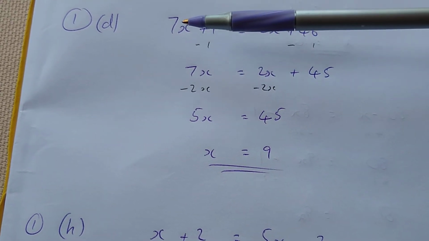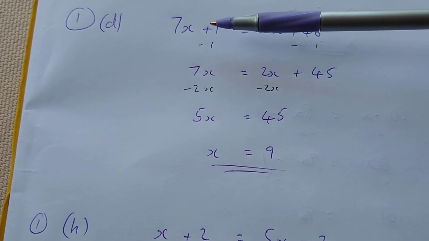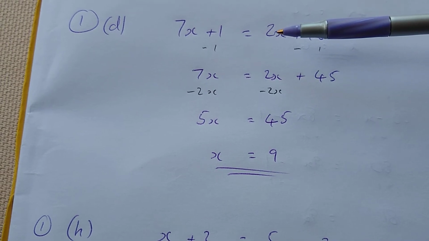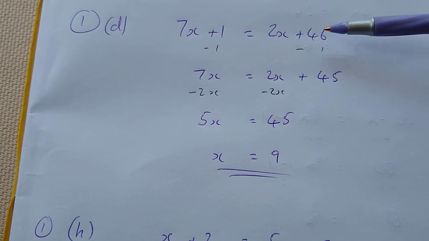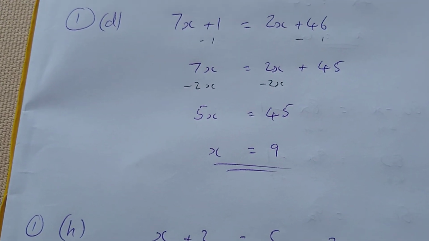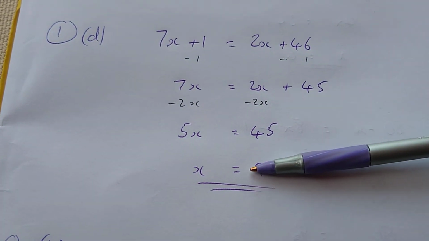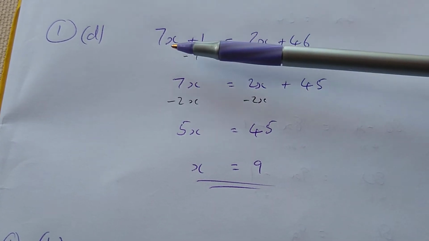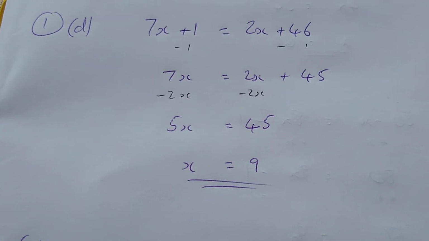So let's just double check that. 7 multiplied by x, 7 multiplied by 9 is 63, plus 1 is 64. 2 multiplied by x, 2 times 9 is 18, plus 46 is also 64. So because they're equal, that means that we have the answer correct. So x equals 9 is the only value that you could substitute into both sides here so that you get the same answer on both sides of the equation.